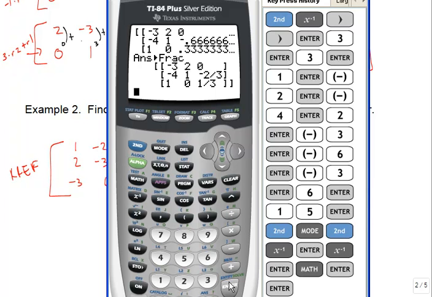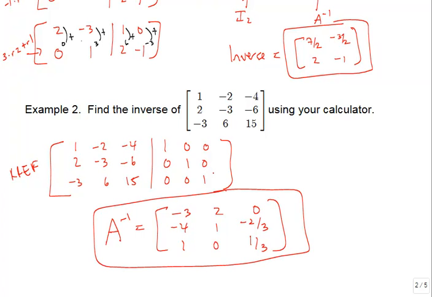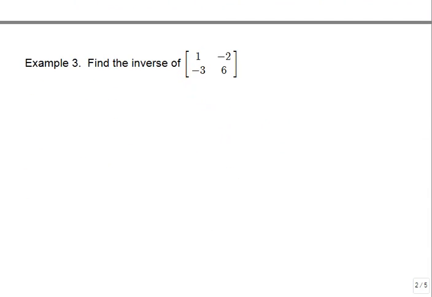Okay, so let me copy that down. So A inverse turned out to be -3, 2, 0, -4, 1, -2/3, 1, 0, 1/3. So very, very easy to do on your calculator, but you should still know how to do simple cases by hand as well. All right, let's try another example, and we're going to do it both ways.